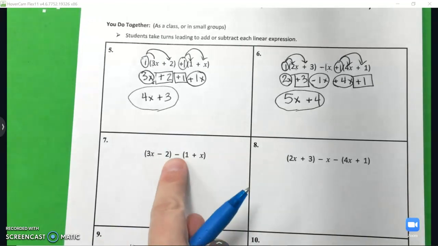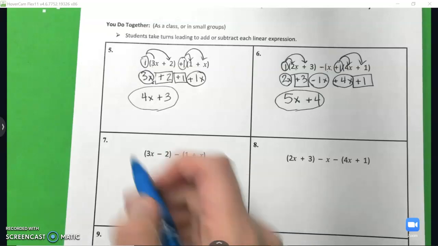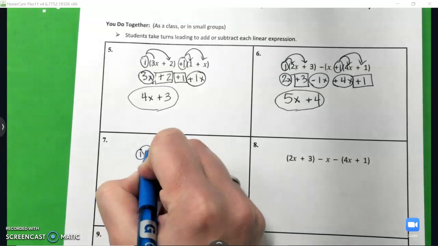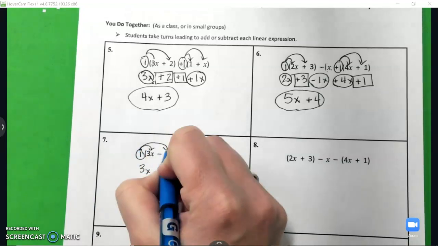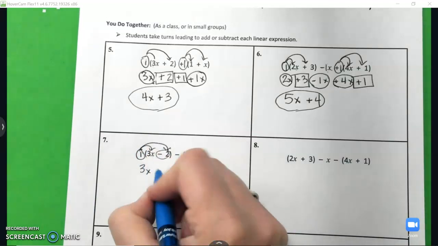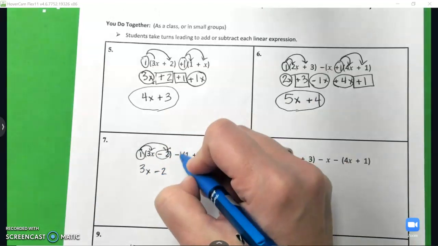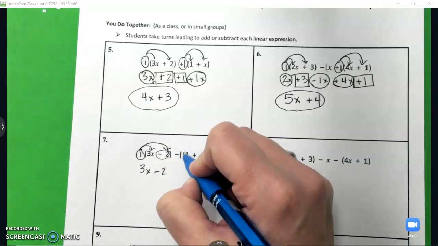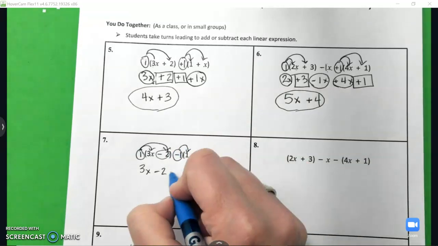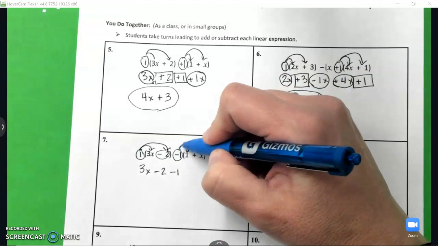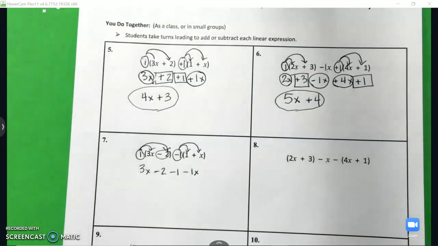Over here, we've got subtraction signs, so we've got to be careful because this is where our negatives are going to get to us. So we've got 1 times 3x would be 3x, and 1 times the whole thing, negative 2, would be negative 2. And we put a 1 in here in front of the parentheses, so now we have negative 1 times 1 would be negative 1. And negative 1 times x is going to be negative 1x.